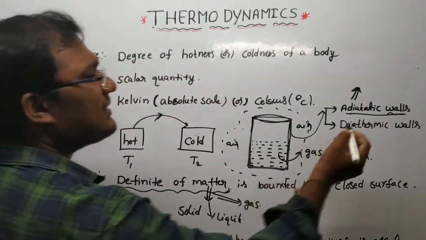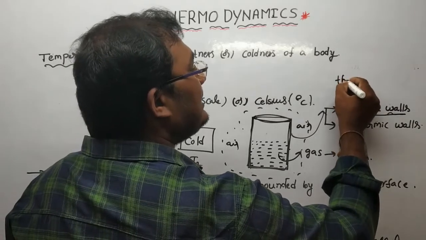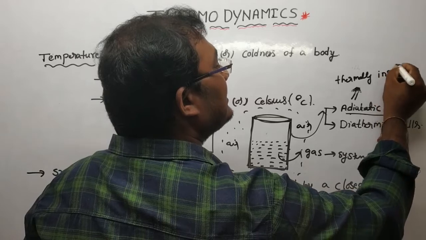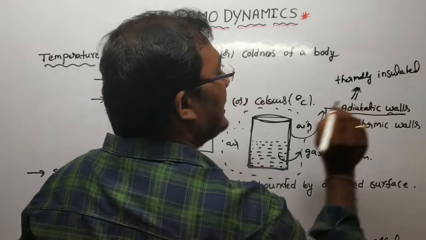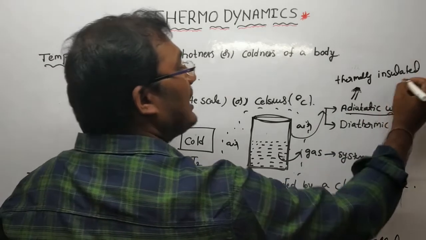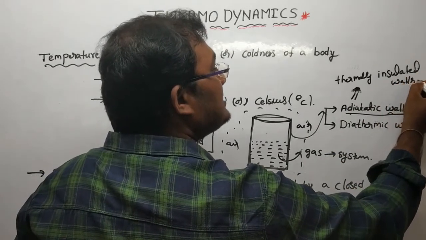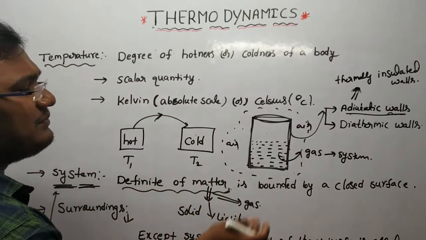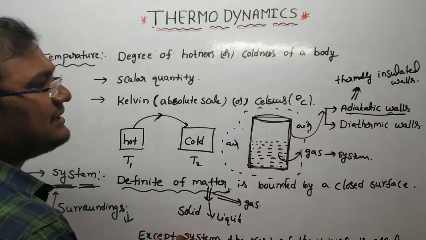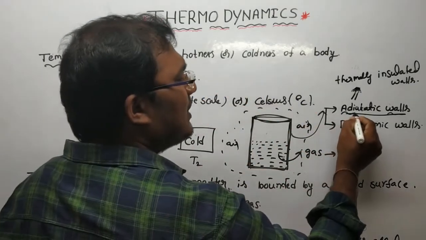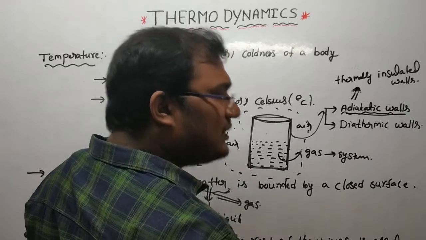Adiabatic walls are nothing but thermally insulated walls. These walls restrict the flow of energy from system to surroundings or surroundings to system. Those walls are called adiabatic walls.